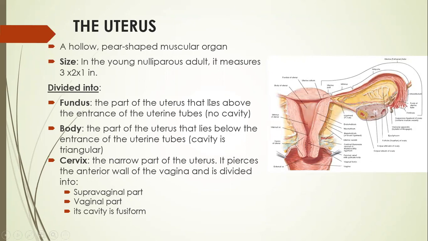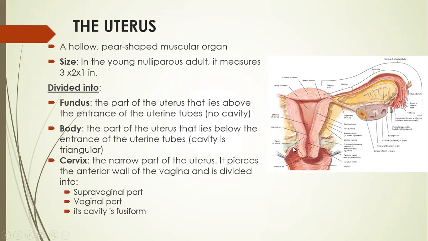The fundus is the part of the uterus that lies above the entrance of the uterine tubes. So, as I said, above the opening of the fallopian tubes, this part is called the fundus of the uterus. Then we have the body, the part of the uterus that lies below the entrance of the uterine tubes. The cavity is triangular. This is the uterine cavity, it is triangular and lies below the opening of the fallopian tubes. This is called the body.